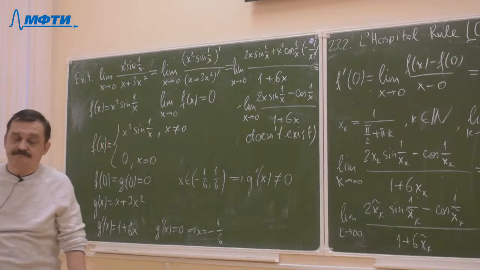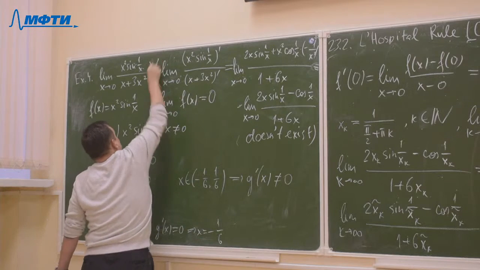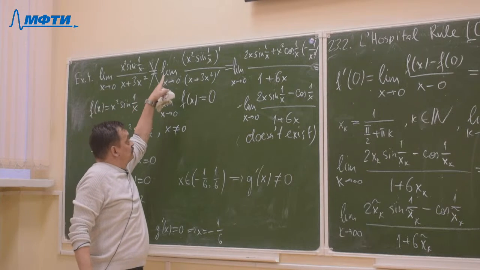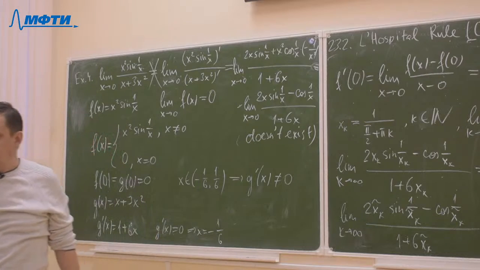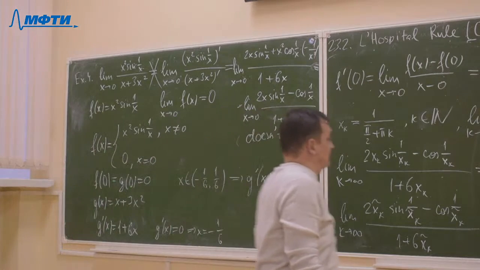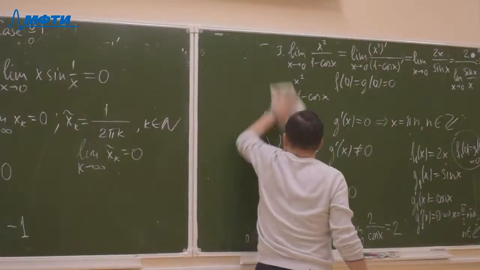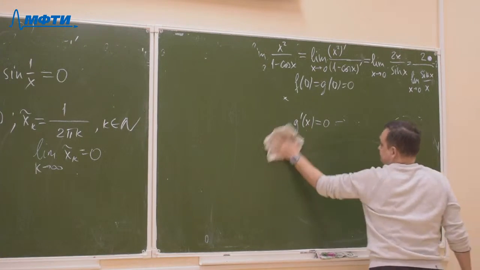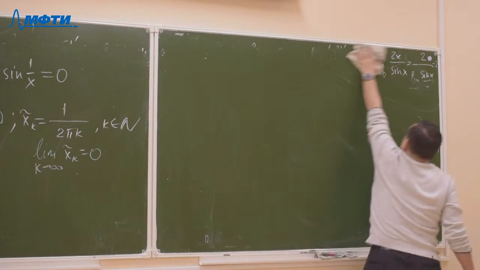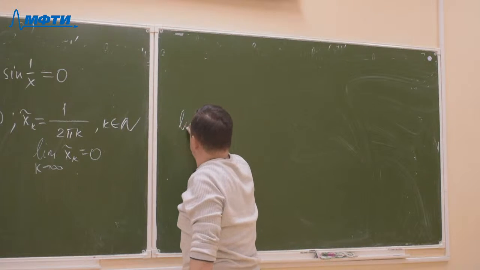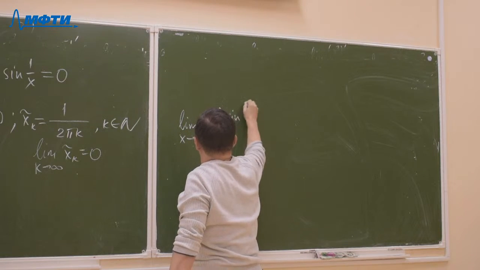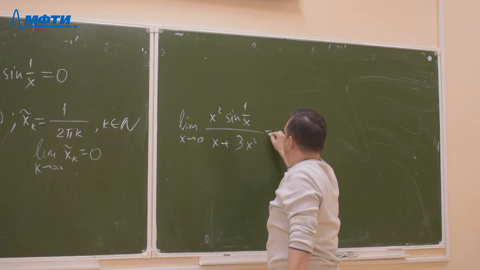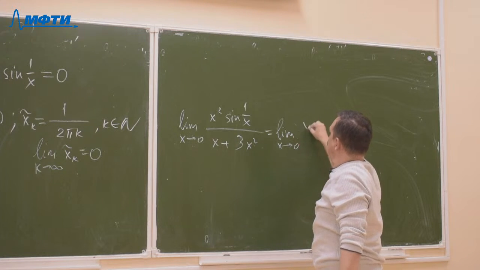By the sequential characterization. And it means that in fact we don't have this equality, because, as I said, this is a conditional equality. It is valid if the right-hand side exists, but it doesn't in our case. And what is in fact our limit? Let's compute it nevertheless, without L'Hopital's rule, because as we saw, L'Hopital's rule is not applicable here. So the limit as x tends to 0 of x squared sine 1 over x over x plus 3x squared. I can cancel one factor x, and write it down like that.